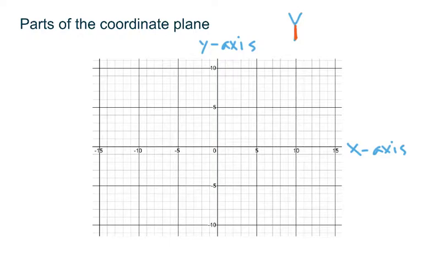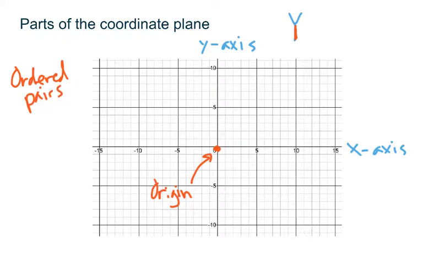Now, let's talk about another key part, which is this part right here. We call this the origin. And that has an ordered pair of 0, 0. In fact, let's talk about an ordered pair. So ordered pairs are simply points on the coordinate plane. But what we do is we label them as x, y. Now this is where the x and the y axis come into play. The x and the y are standing in for numbers.